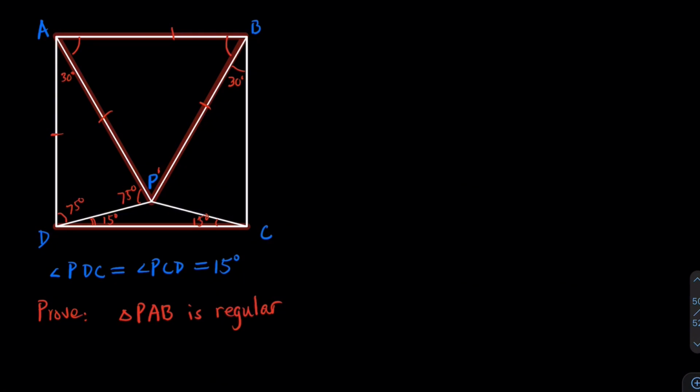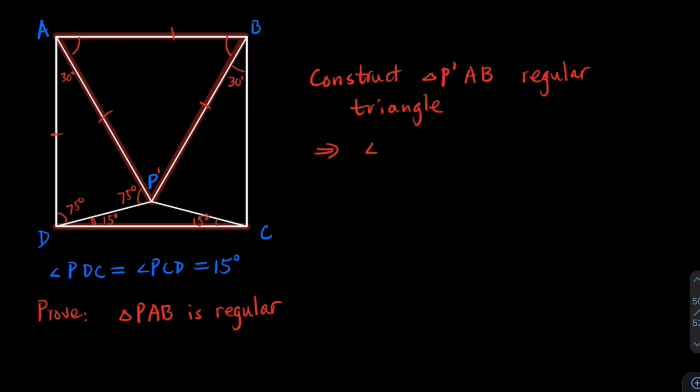So I didn't write the words, but let's write it down here. Let's construct P prime AB as a regular triangle. From there, we know that the angles DAP prime and CBP prime are both equal to 30 degrees.